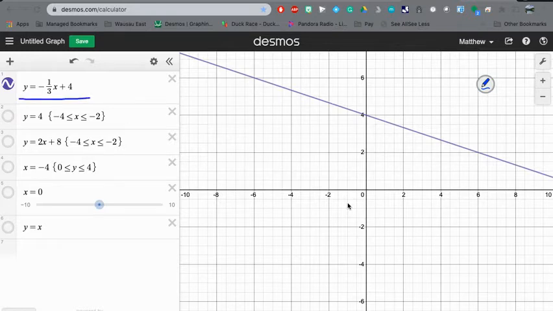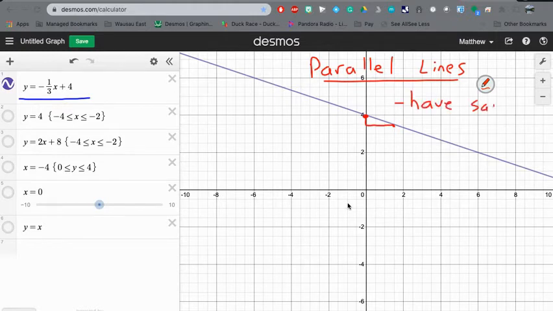I've graphed a line with the equation y equals negative 1/3 x plus 4. So once again, that tells us that the slope is negative 1/3. So if we go down 1 over 3, we'll get to another point on the line, and our y-intercept is at 4. So now parallel lines, they have the same slope, and they will never cross.